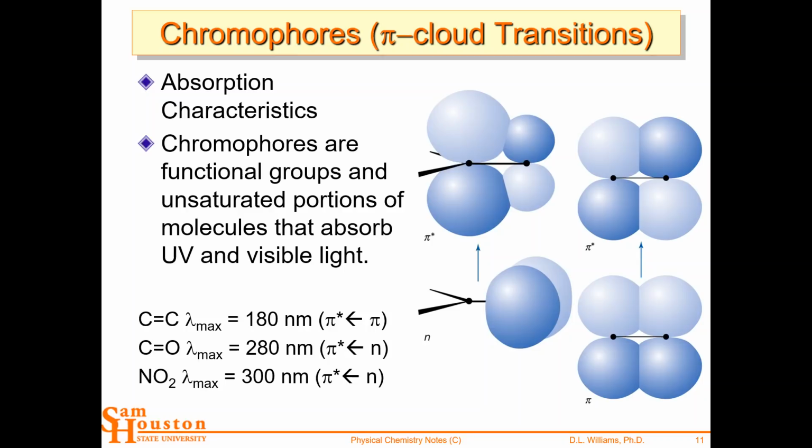You've got an electron in a non-bonding orbital, say on an oxygen. Let's make it a carbonyl. So we have a carbon here and an oxygen here, and those non-bonding electrons on the oxygen go to the anti-bonding orbital between that carbon and oxygen. And so this occurs typically for a carbonyl in the region of 280 nanometers.